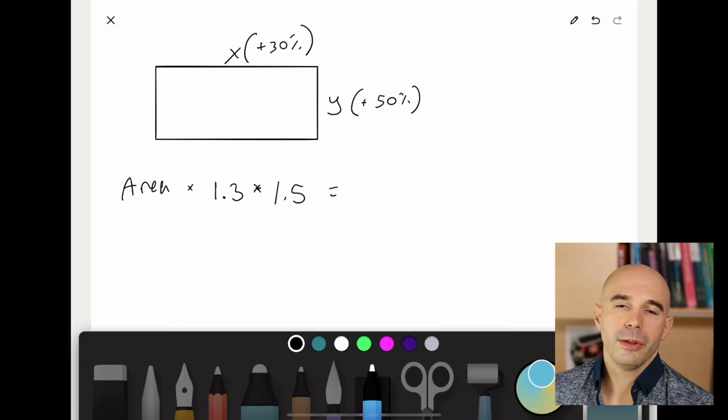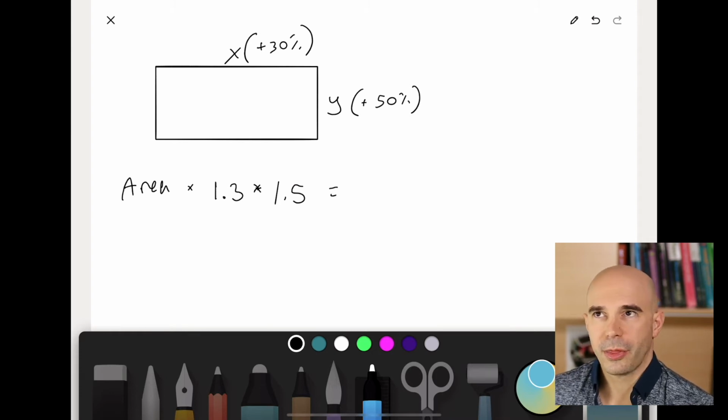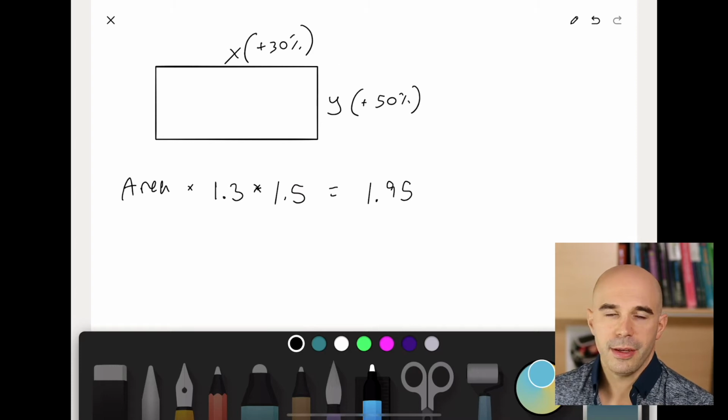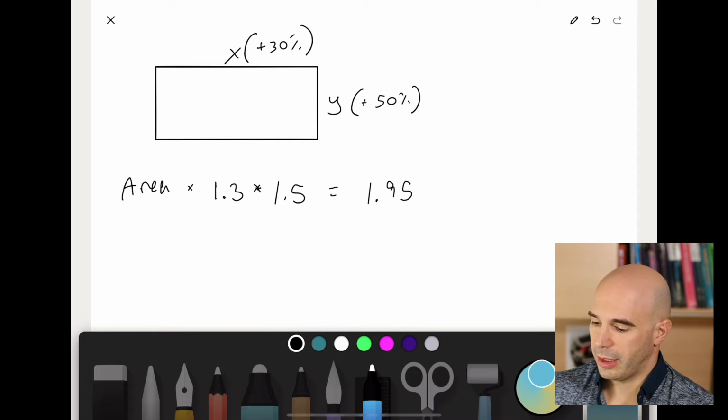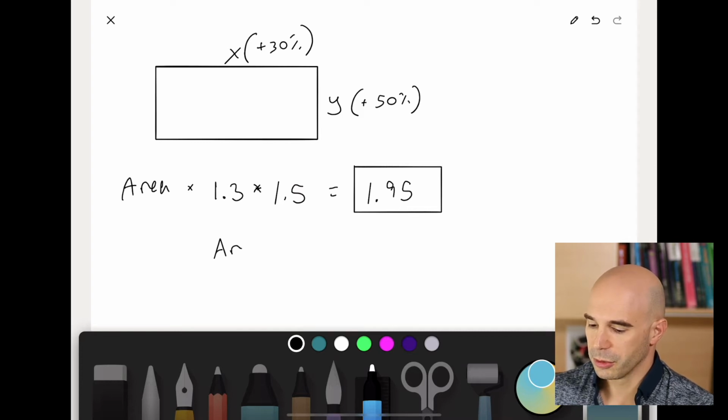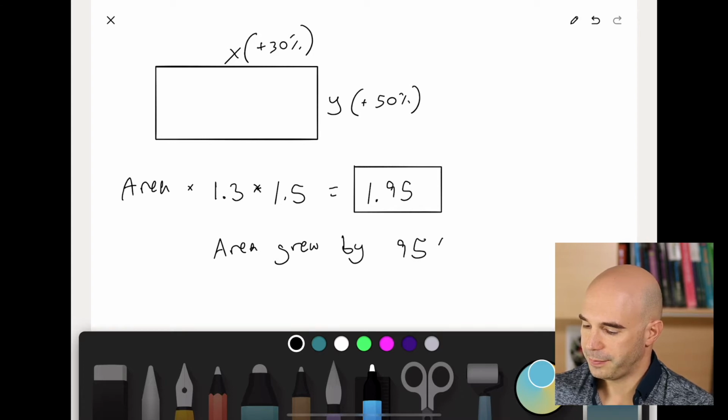So when you multiply those two together, I would think of that as 13 times 15. So 10 times 15 is 150, plus another 3 times 15 is 45. So 195, so 1.95. That's how I did that math. The area is getting multiplied by 1.95. That's the change factor. It's the factor by which the area has changed, which means that the area grew by 95%. So that would be the answer to that GMAT question.